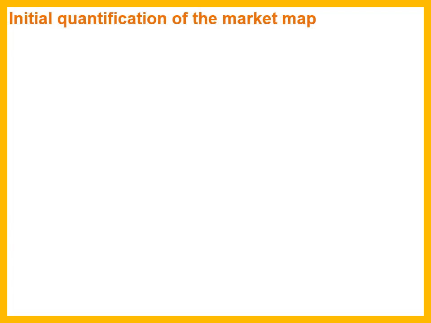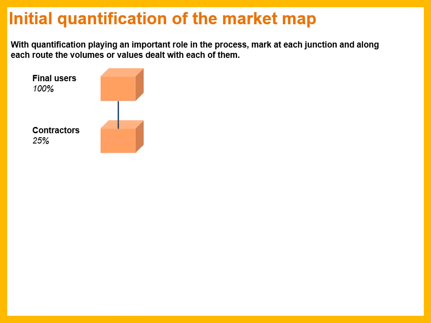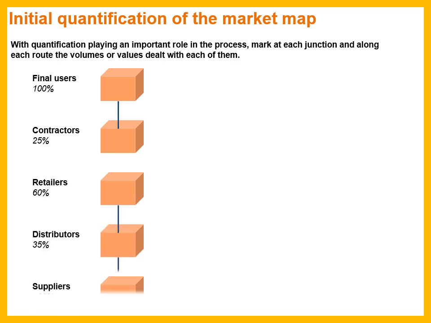Initial quantification of the market map. With quantification playing an important role in the process, mark at each junction and along each route the volumes or the values dealt with in each of them. Final users 100%, contractors 25%, retailers 60%, distributors 35%, suppliers 100%.